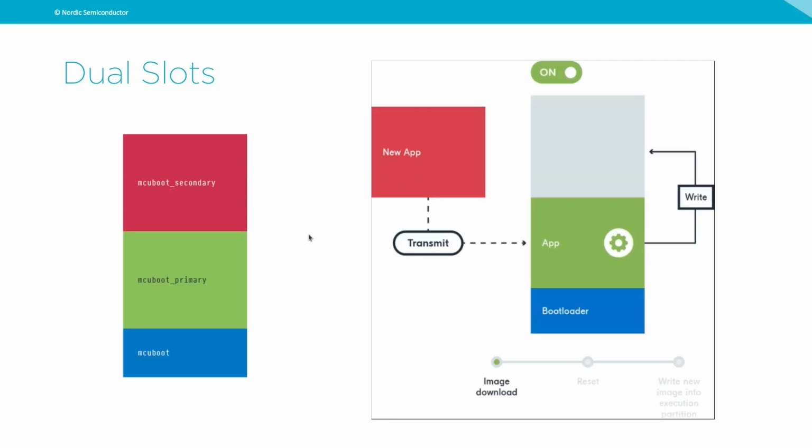To do wireless DFU or FOTA, we need two slots. But why do we need two slots? Well, as I said, the wireless protocol needs to be inside the application image.